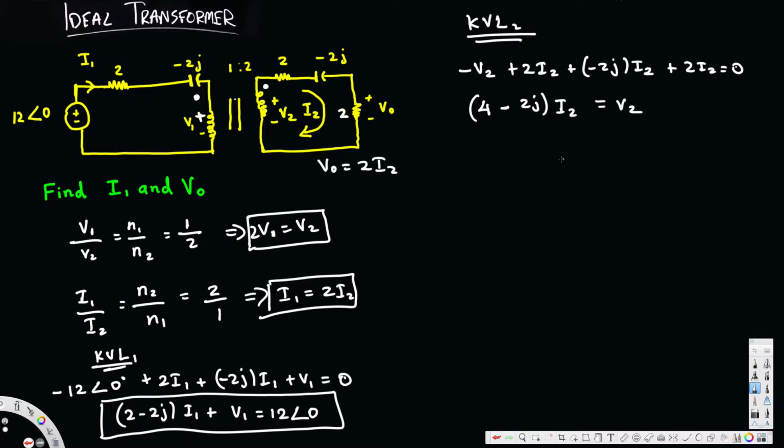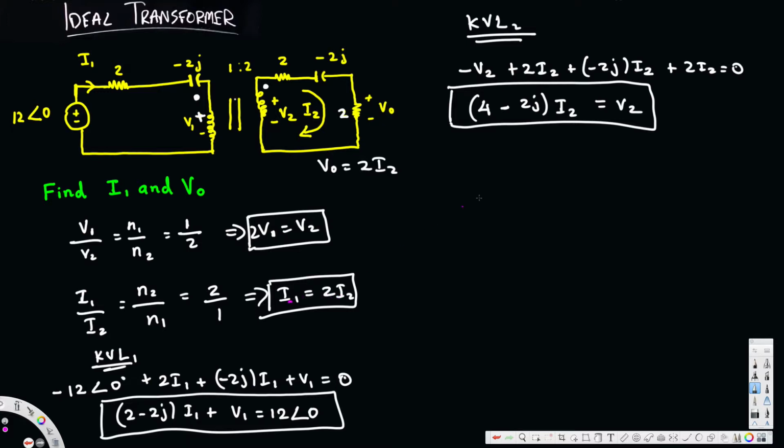Okay. Now we have derived a relationship for V2. Let's box this one. Now let's use a different color. Well, let's go and continue. Now what I'm going to do, we have made a relationship initially: I1 is equal to 2I2.